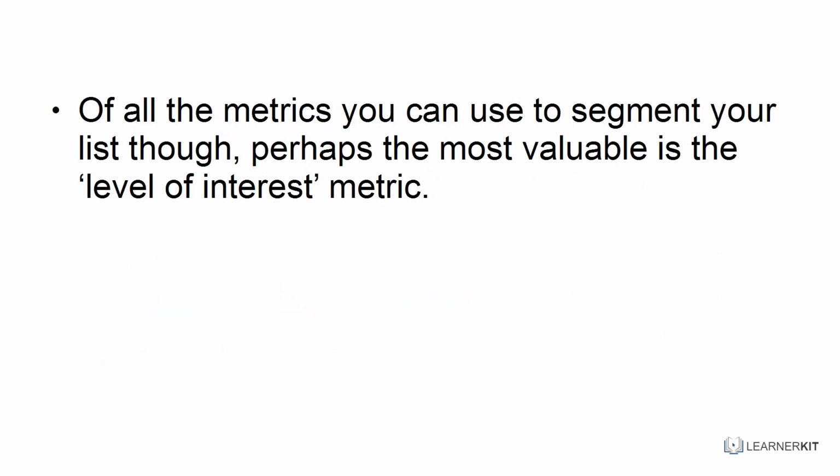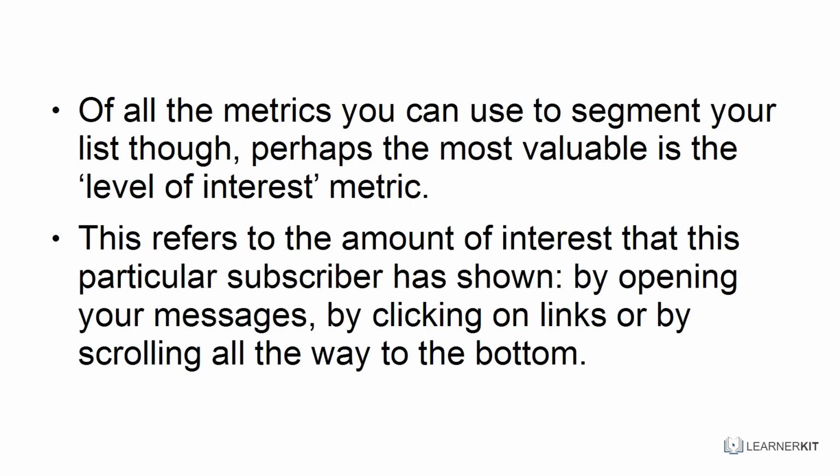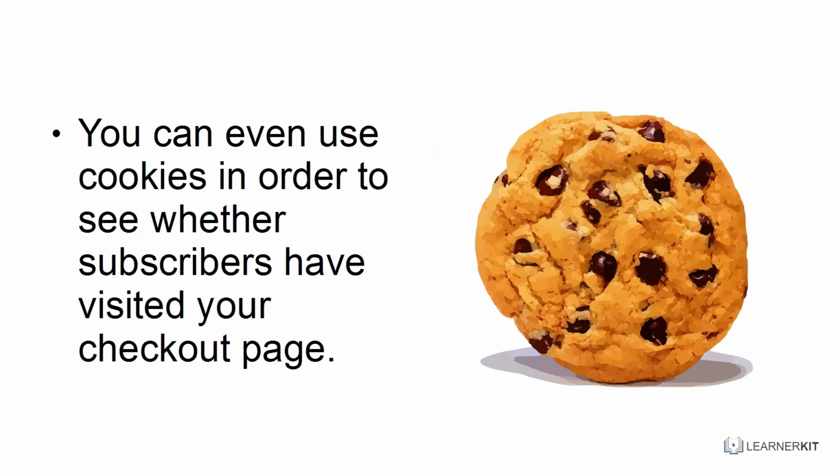Of all the metrics you can use to segment your list, though, perhaps the most valuable is the level of interest metric. This refers to the amount of interest that this particular subscriber has shown, by opening your messages, by clicking on links, or by scrolling all the way to the bottom. You can even use cookies in order to see whether subscribers have ever visited your checkout page.